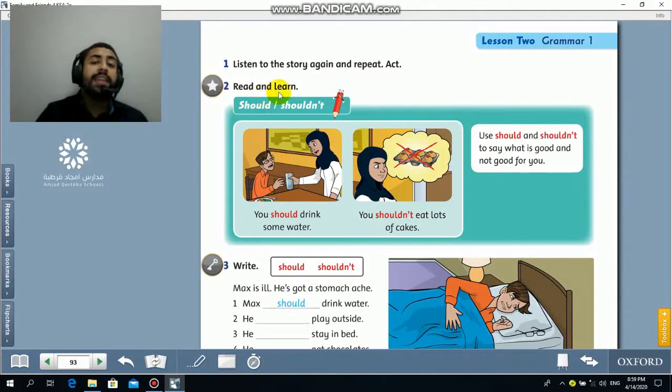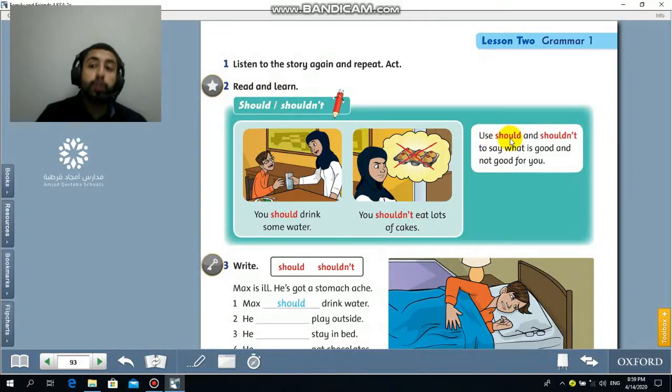So, read and learn. Should or shouldn't. Picture number 1. You should drink some water. Picture number 2. You shouldn't eat lots of food. Lots of cake. You shouldn't eat lots of cakes. So today we are going to study should and shouldn't, okay? We call them modals, okay?